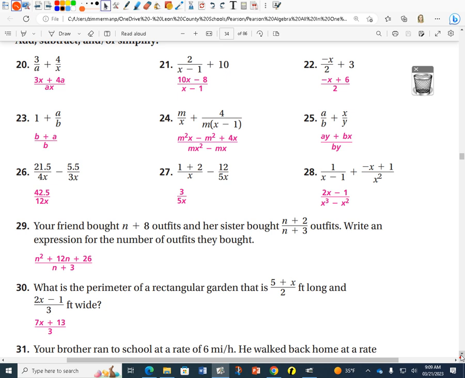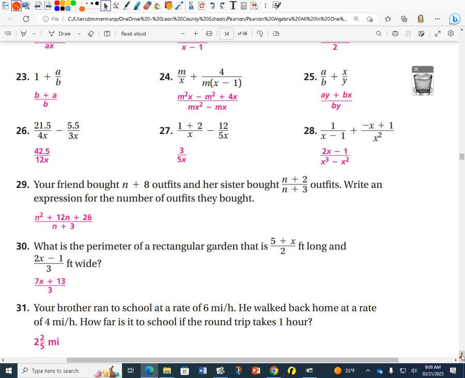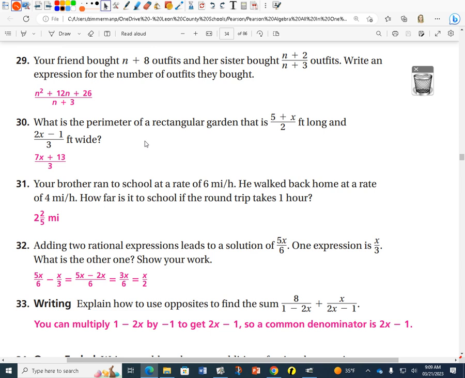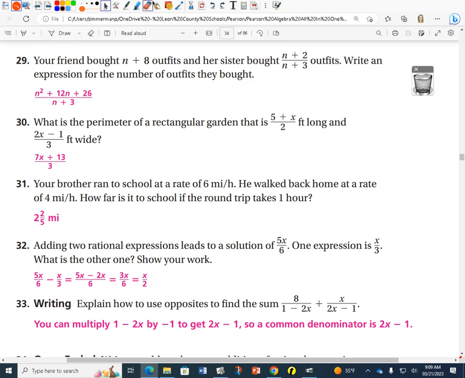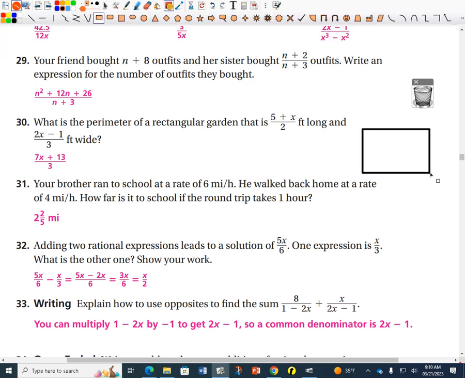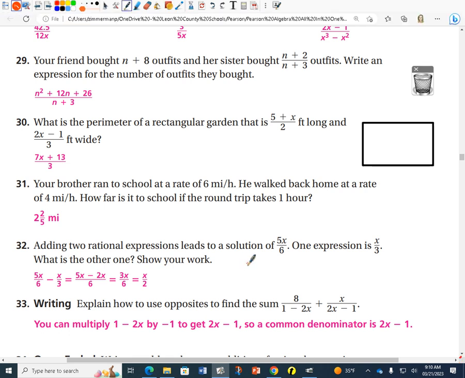So what is the perimeter of a rectangular garden? That is 5 plus x divided by 2 feet long, and 2x minus y divided by 3 feet wide. So we're going to start, we're going to draw our garden. You should always start with a picture on these. This is my garden. Doesn't have to be an elaborate picture, right? Perimeter, remember where the perimeter is? That's area, right? Area. Perimeter is the distance around.